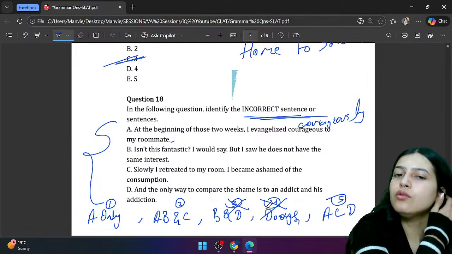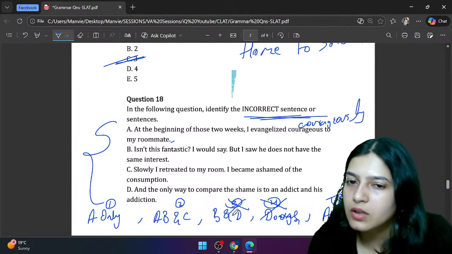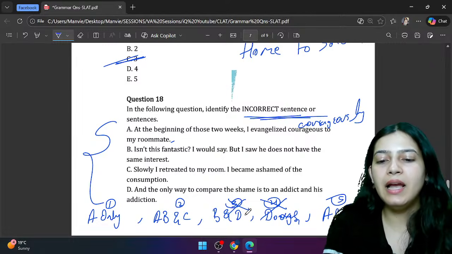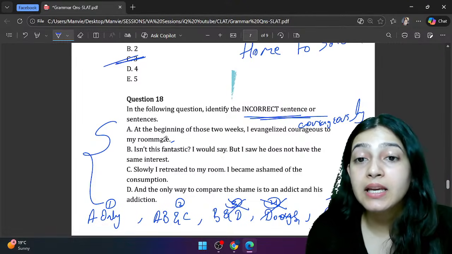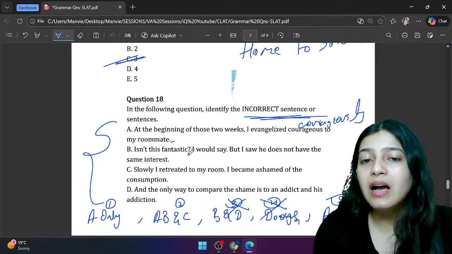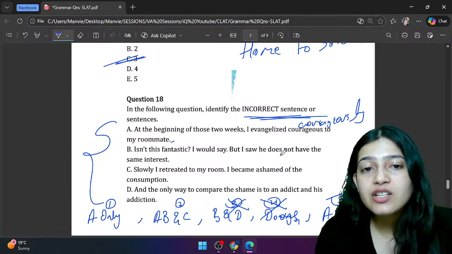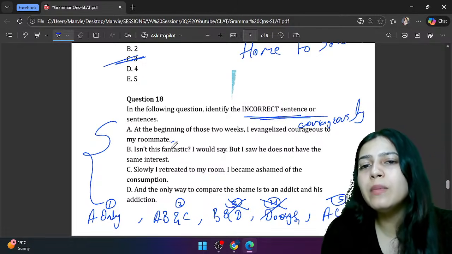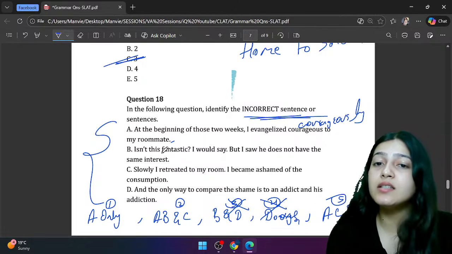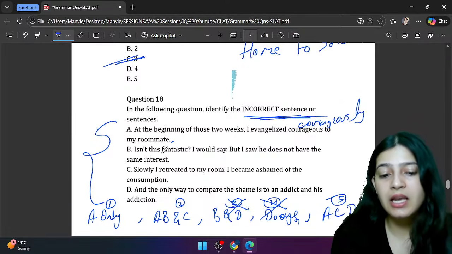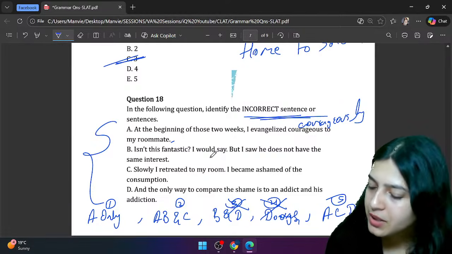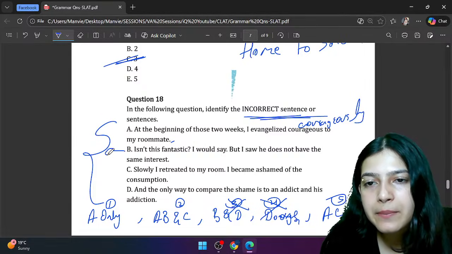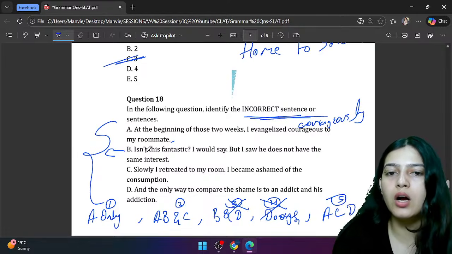So 3 and 4 are rejected right now. And then comes option B: "Isn't this fantastic? I would say, but I saw he does not have the same interest." Now in B you might feel that it is awkward, but grammatically this sentence is acceptable. So B can be kept aside, it's not wrong.